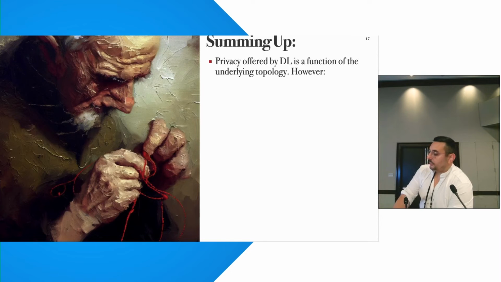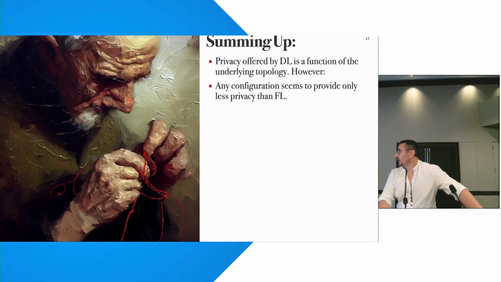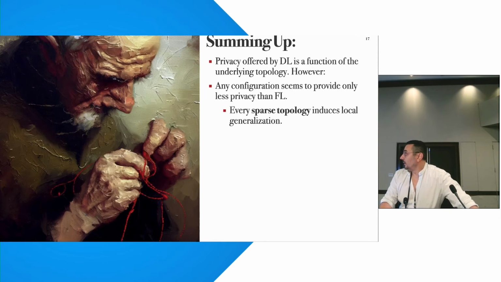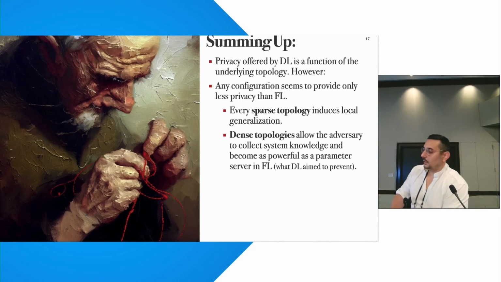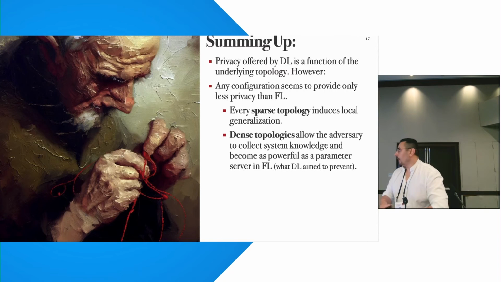So, summing up, those attacks show you that the privacy in DL is a function of the underlying topology. However, any configuration we can have seems to provide less privacy than FL. Indeed, every sparse topology induces local generalization, making the model updates more informative about the local training set of the victims. While if we solve local generalization by increasing the density of the topology, now we are allowing the attacker to collect more system knowledge.